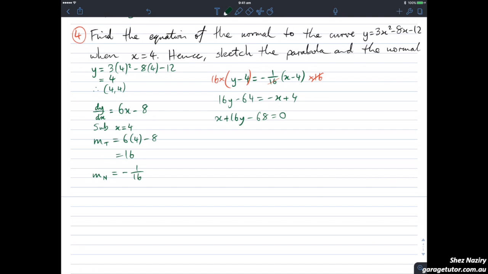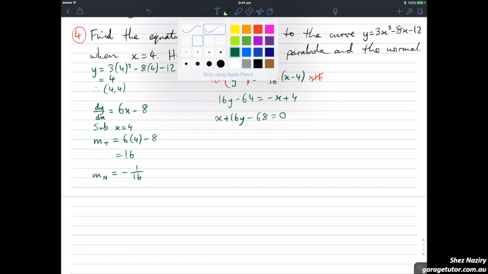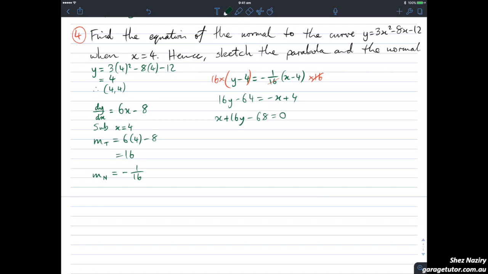Oh, wait, we've got to sketch it now. I forgot about that. Yeah, it's much better. I'm not as messy. Okay, so let's have a look at how this line looks. The parabola, the line I'm fine with. I'm just going to use the x-intercept, y-intercept method. So let's do that real quick first.